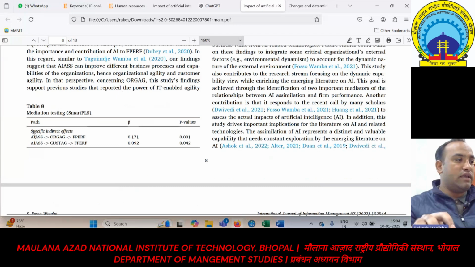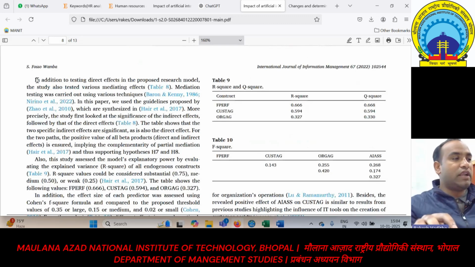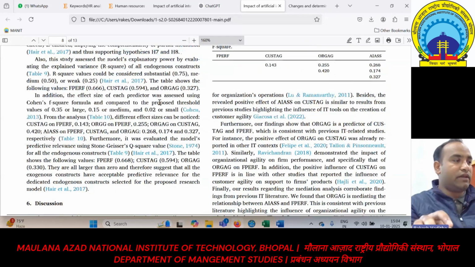In this study, AI to organizational agility to firm performance, he has mentioned the beta value and p value. In the interpretation, we have to write content like this. In this study, direct effects means the earlier table where we mentioned accepted or rejected is the direct effect. We tested the direct effect in that table, and this table is indicating the indirect effect, that is, the specific indirect effect.